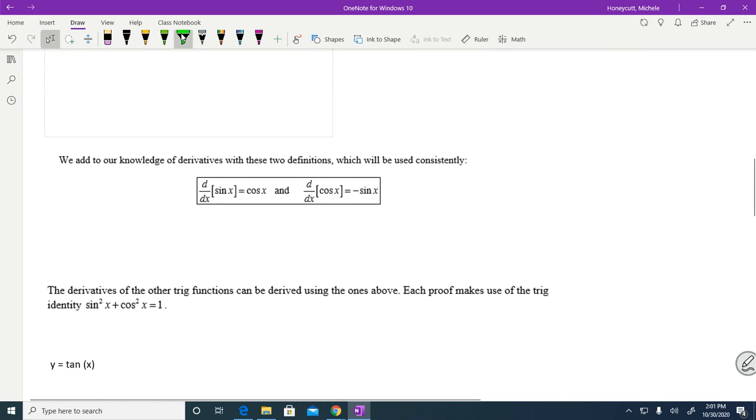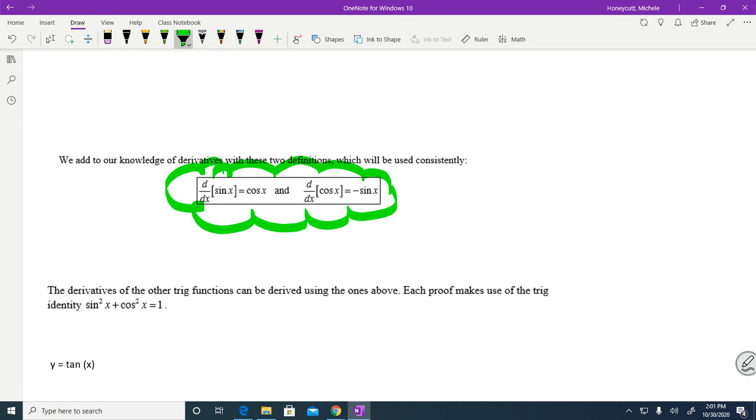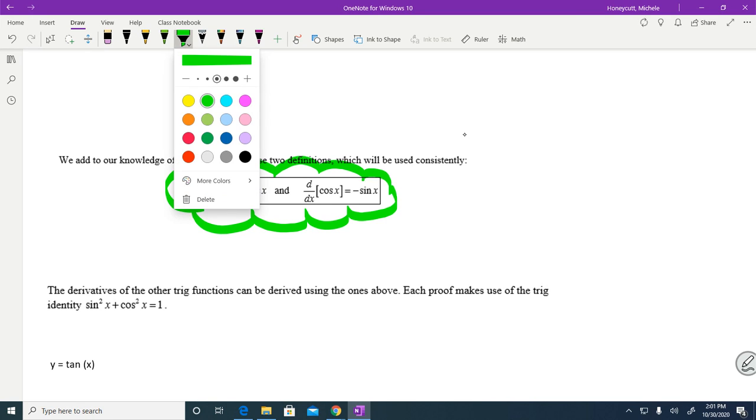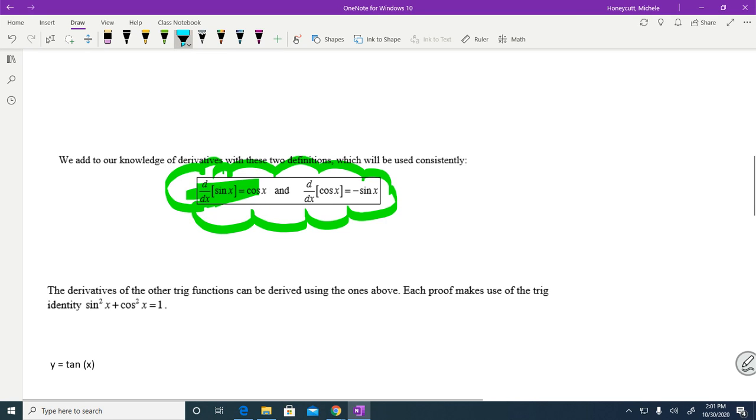All right, so here's something you need to memorize. The derivatives of the two definitions that we're going to use all the time. The derivative of sine is cosine, and the derivative of cosine is negative sine. You need to have these things memorized. And I know we're in virtual learning right now, but even though we're in virtual learning, these derivatives are going to come up so much that if you don't have them memorized, it's going to be really, really annoying.